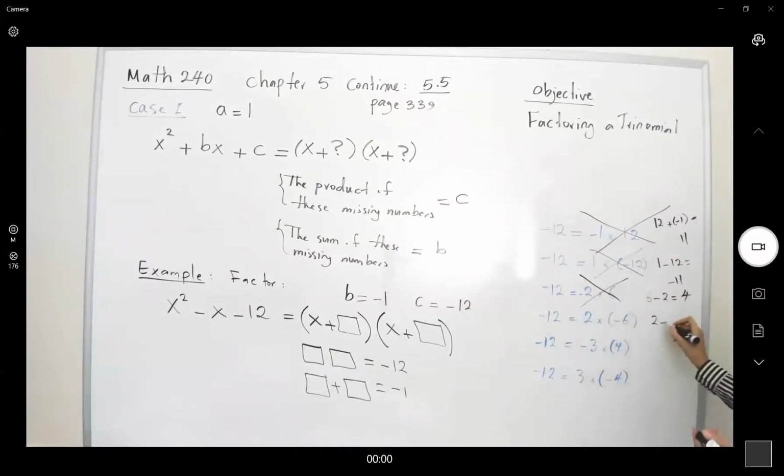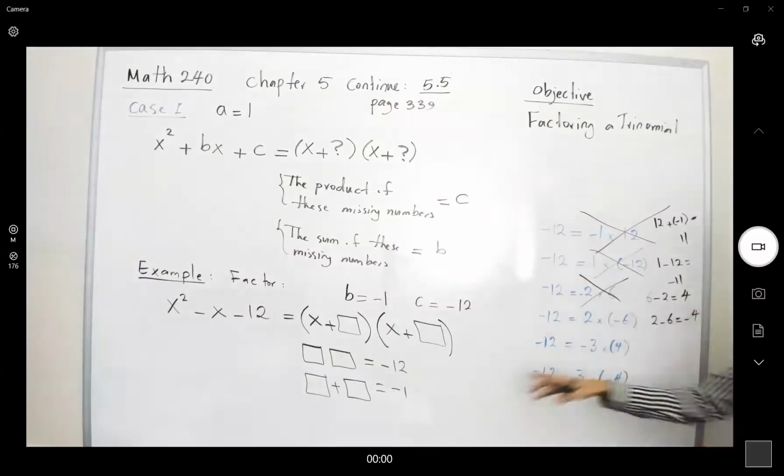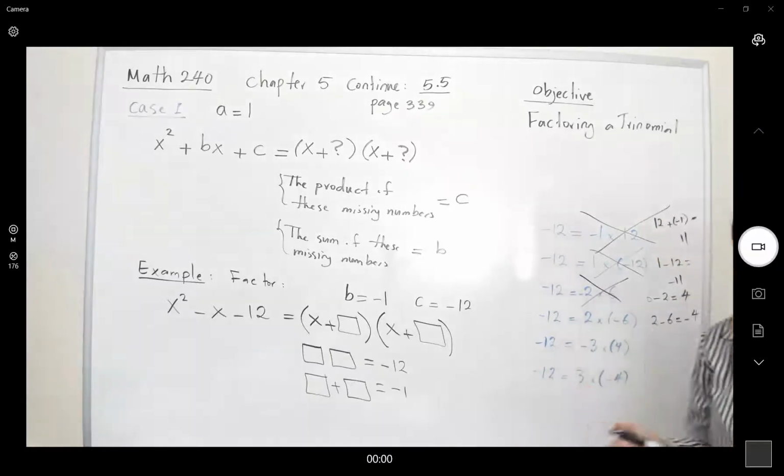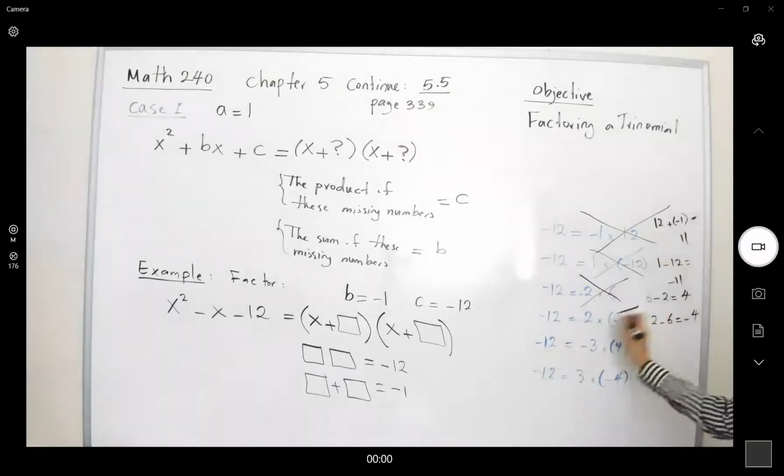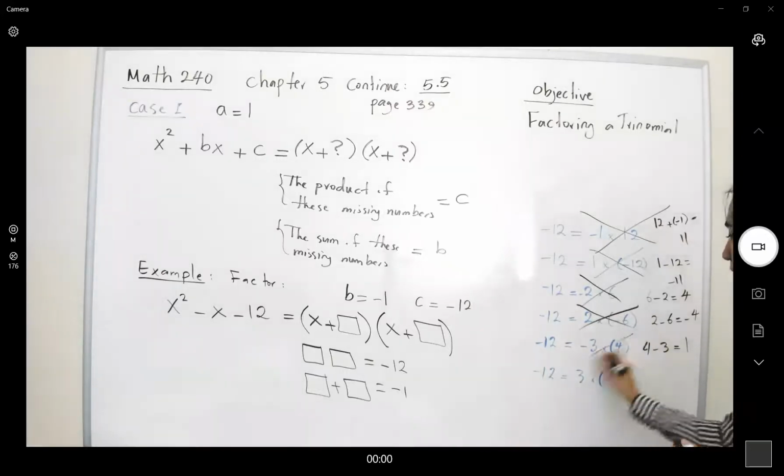How about 2 minus 6? It is negative 4. Again, I'm looking for negative 1. So this option is not good for me. How about this one? 4 minus 3. It is 1, but it is positive 1. So negative 3 and 4, no, it's not a good option for me.